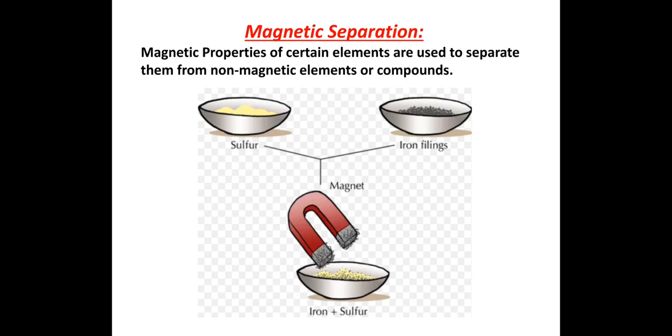First is magnetic separation. As the name suggests, by using this technique you can separate magnetic compounds or elements from non-magnetic ones. For example, let's say you have a mixture of sulfur and iron filings. Now to remove iron filings, you can use a magnet, because iron shows magnetic properties. So when you use a magnet, all the iron will cling to it and you can separate iron and sulfur from each other. But the only thing is, you can only separate non-magnetic and magnetic components this way.